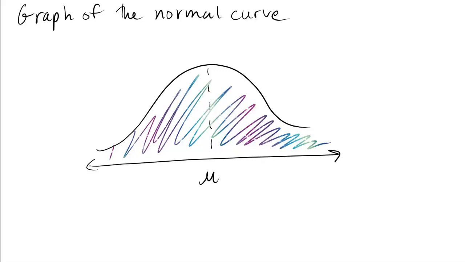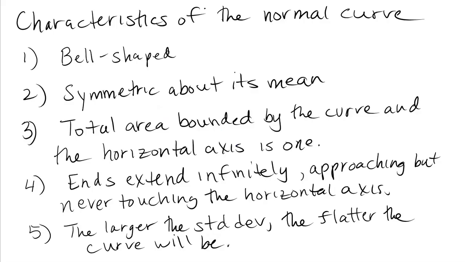So there is no lower bound or upper bound to the normal curve. It extends infinitely in both directions. We'll use that fact when we get into the more complicated examples in a future video. And then finally, just a fact about the effect the standard deviation has on the graph. The larger the standard deviation is, the flatter the curve will be.